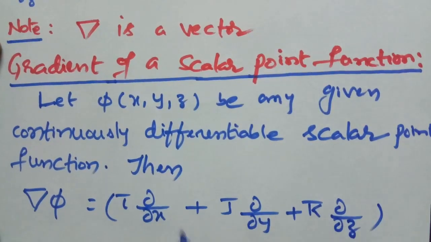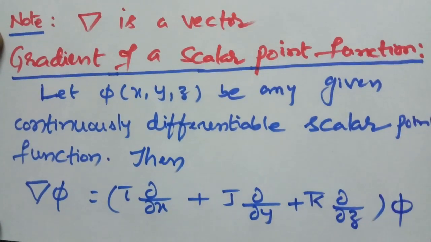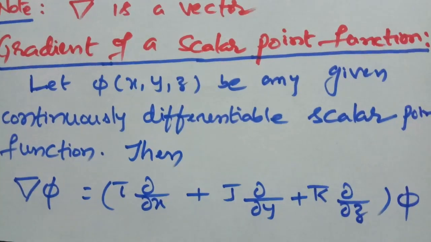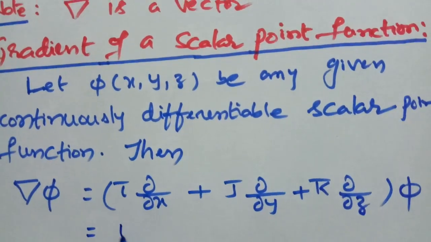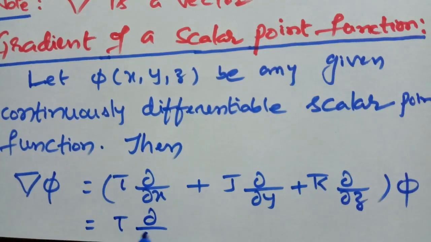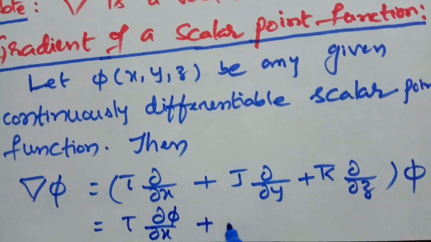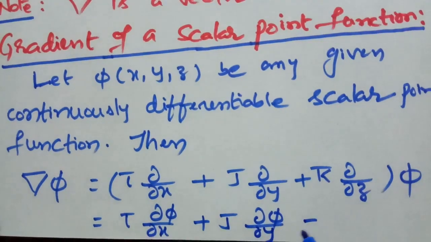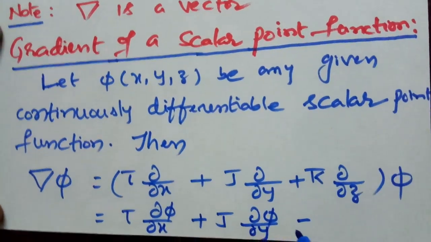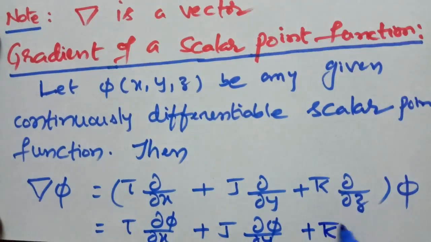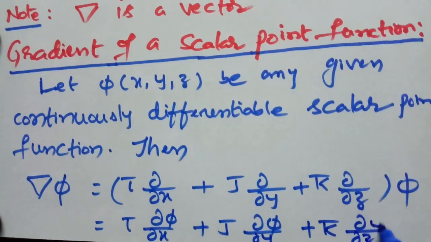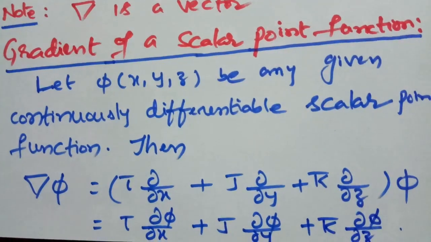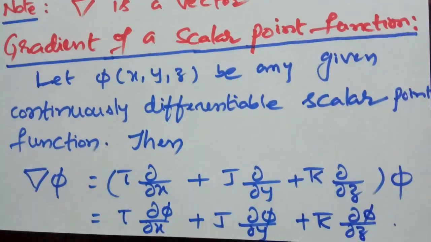As explained earlier, it has to be applied onto some function. Here we are applying onto some scalar function. Therefore this can be written as i bar dou by dou x of phi plus j bar dou by dou y of phi, partially differentiating phi with respect to y, keeping x and z as constants, plus k bar into dou by dou z of phi. So this is called the gradient of a function phi.